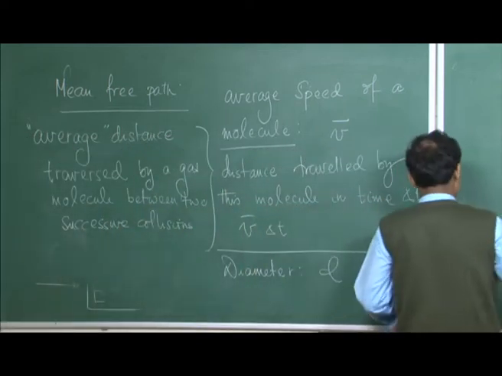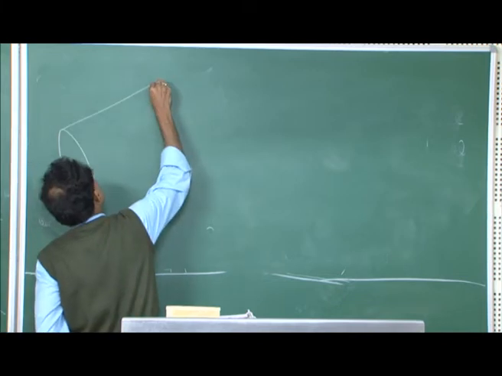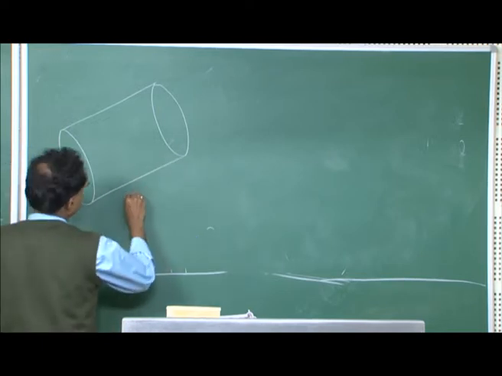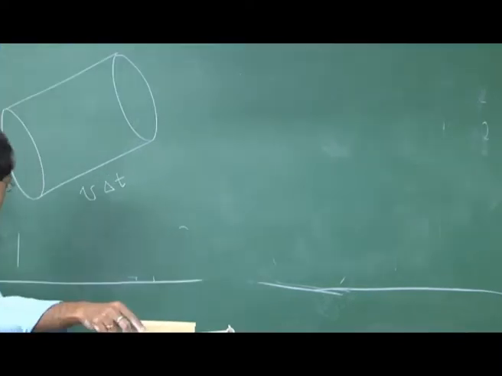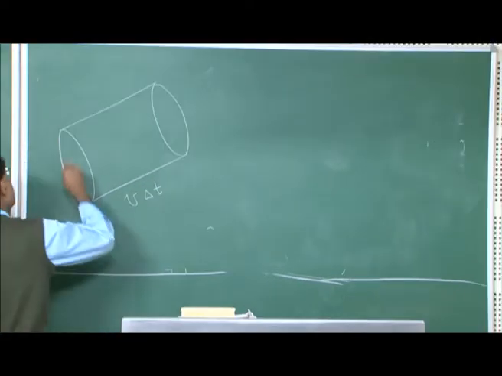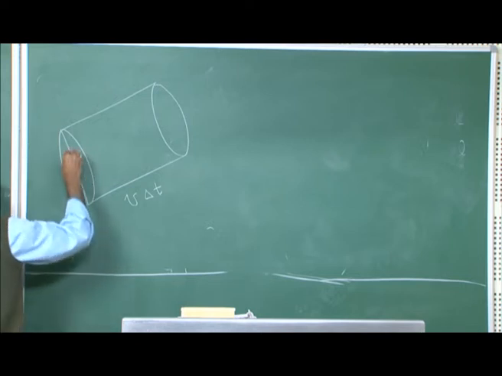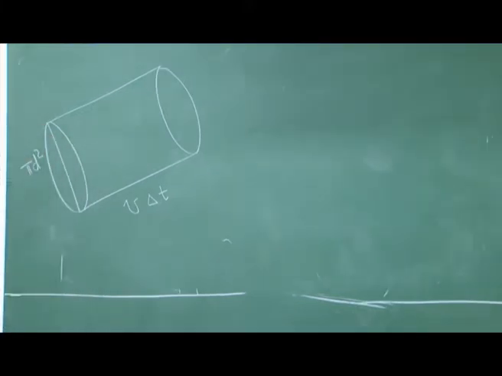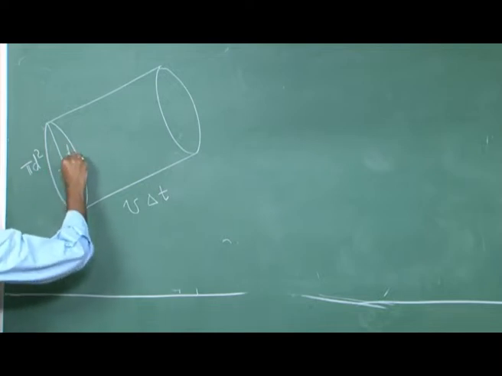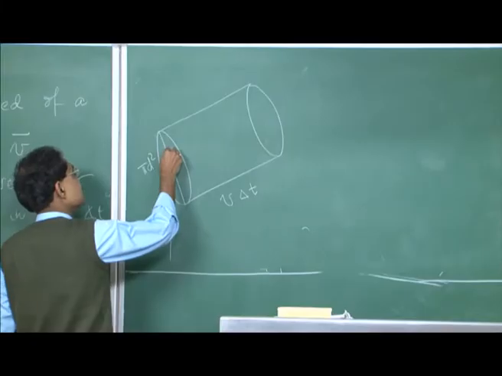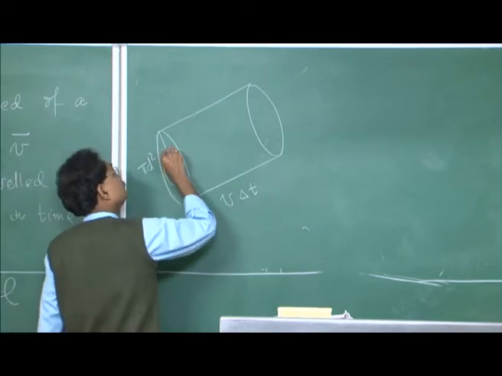So, let us draw a cylinder. Okay. This is V bar delta t, that is the average distance traversed by the molecule over a time delta t. And now let us assume that this area is pi d square. Okay. So, this area is pi d square, this radius is d, but I have already defined molecular diameter as d. So, molecular radius will be d by 2.